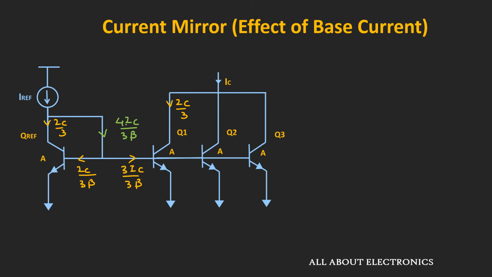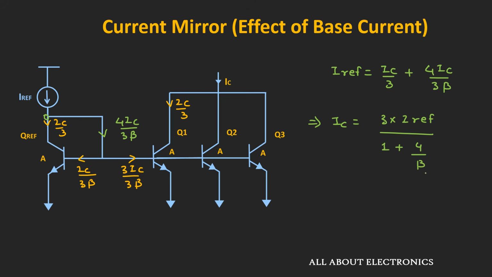So to find the value of this IC, let us apply the KCL at this node. Applying the KCL, we can write I reference is equal to IC divided by 3 plus 4IC divided by 3 beta. Or we can say that this collector current IC is equal to 3 times I reference divided by 1 plus 4 divided by beta. So if we neglect the base current, then the collector current IC is equal to 3 times I reference. But with the base current, this is the expression of the collector current.